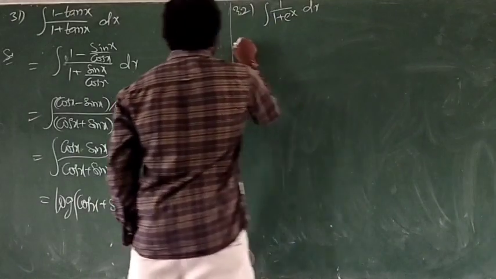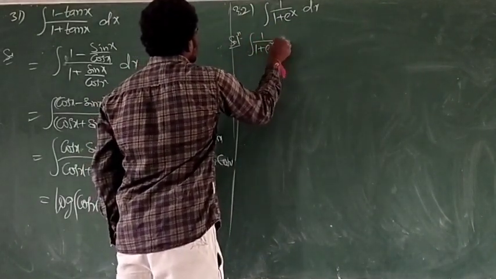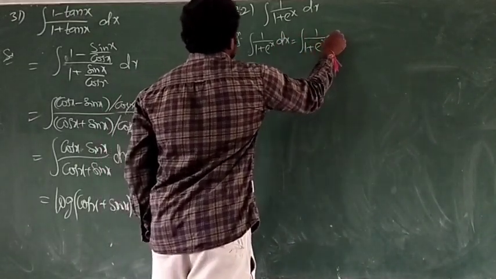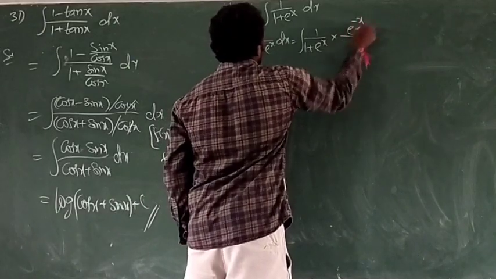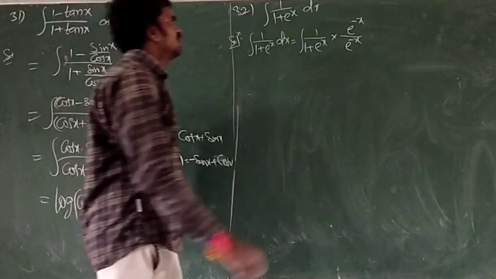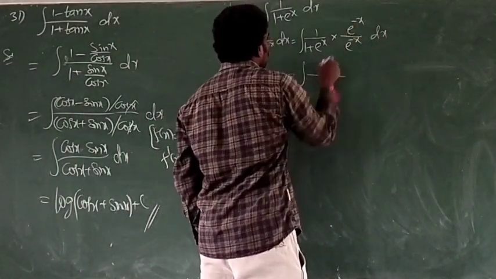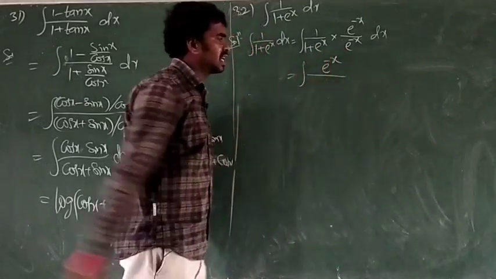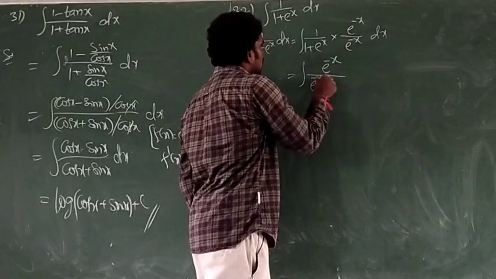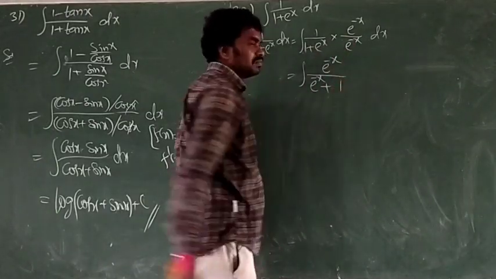Okay, solution. Integration of 1 by 1 plus e power x dx is equal to integration of 1 plus e power x, and I am multiplying and dividing with e power minus x. So 1 into e power minus x is e power minus x, and e power x into e power minus x becomes 1. How, sir?